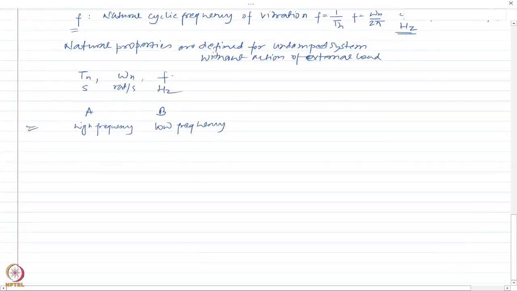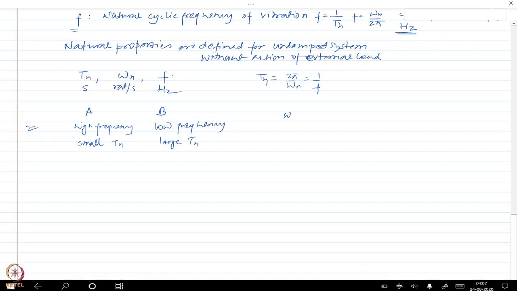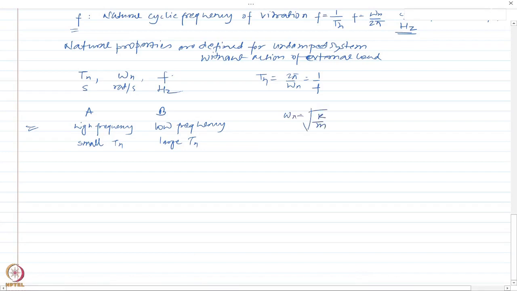System A has a high frequency compared to system B, so there could be multiple possibilities. Let us list down those possibilities. If the frequency is high, remember how the time period is connected to the frequencies. The time period is either 2 pi by omega n, or 1 by f, so it is inversely proportional to the frequency. That means the time period would be small, not large. What other things can you deduce? Remember that omega n is nothing but the square root of k by m. So if the frequency is higher, it could be a stiff system.